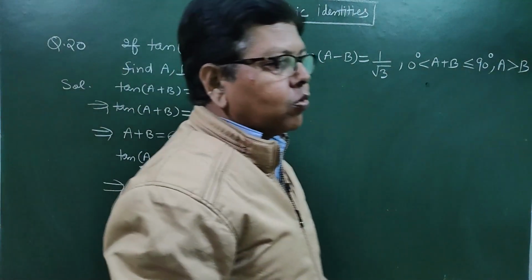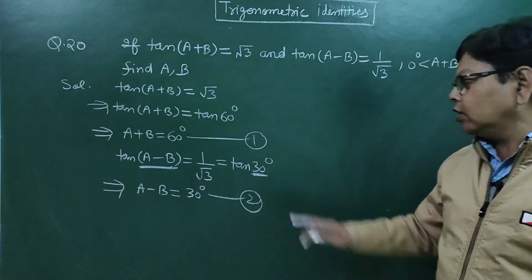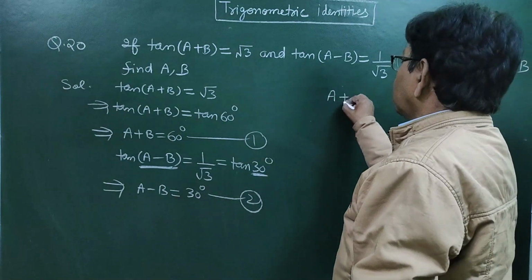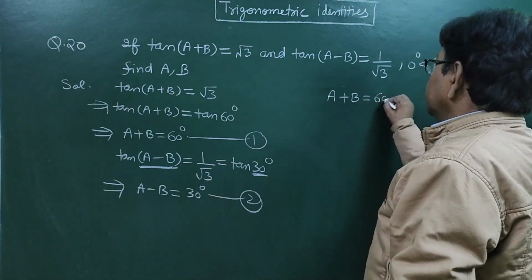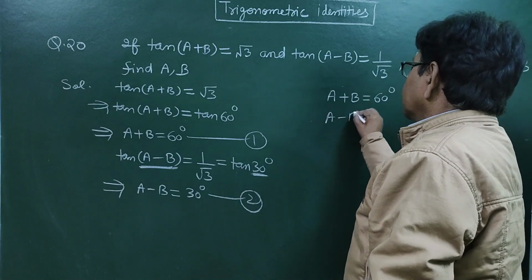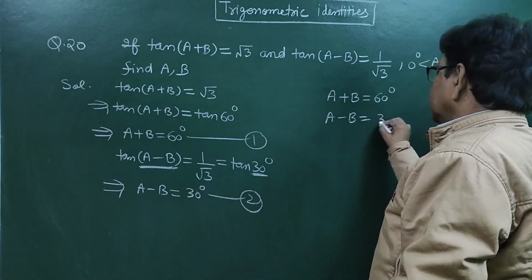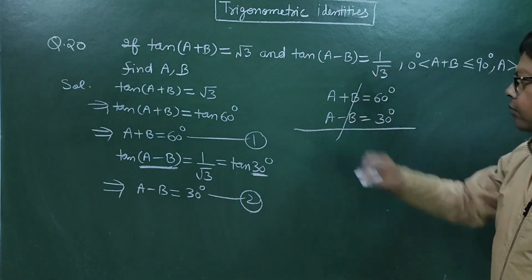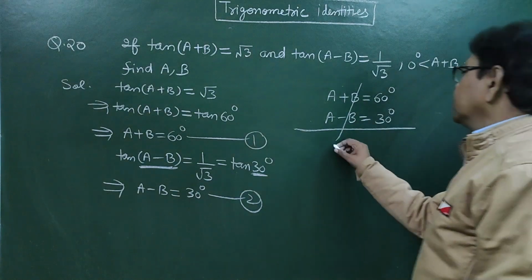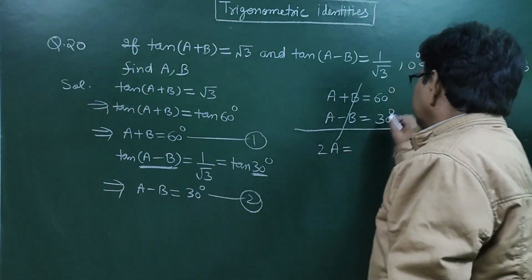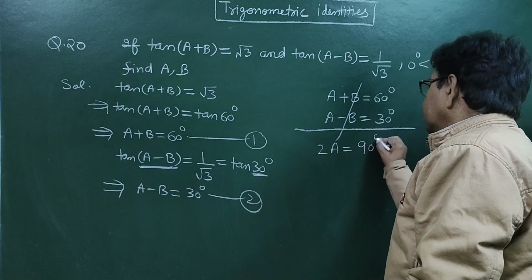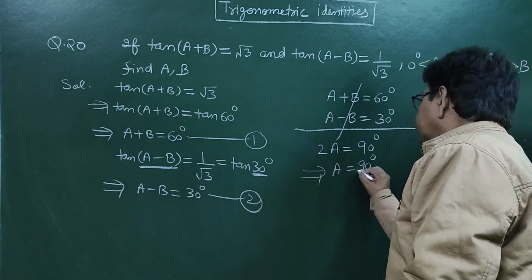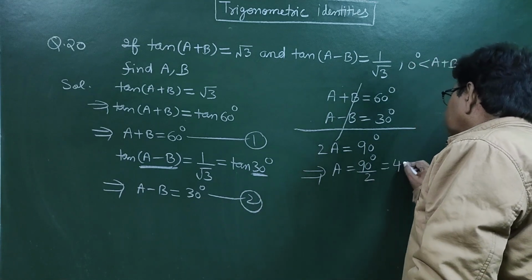Now you have got two equations: a plus b is 60 degree and a minus b is 30 degree. Solving these two equations, clearly on adding, b and b get cancelled. 2a is equal to 60 degree plus 30 degree, which is 90 degree. This implies that a is 90 degree divided by 2, which is equal to 45 degree.